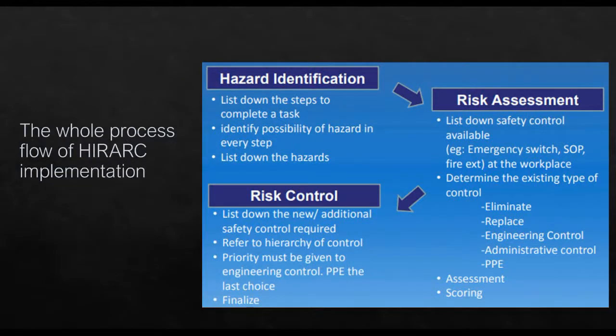Okay, so now we go to the whole process flow of the HIRARC implementation. This is the common practice of the HIRARC implementation. Start with the hazard identification, then we go to risk assessment, and then we go to the risk control. Mesti berturutan mengikut hazard identification, assessment, last control. Kita tak boleh control dulu, kemudian baru kita nak identify hazard. Must identify first. Okay, the risk assessment is the process of scoring lah. We score that risk either medium, low or high risk, and then from that we come up with the control, how to control depending on the score.